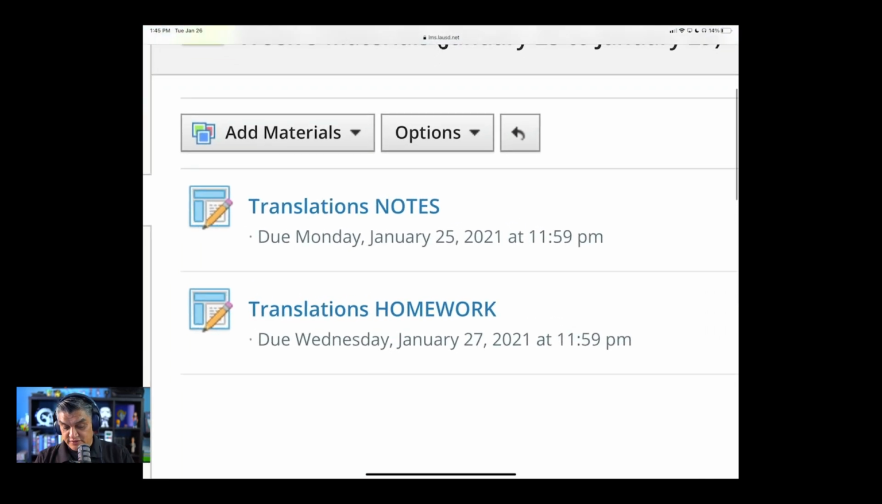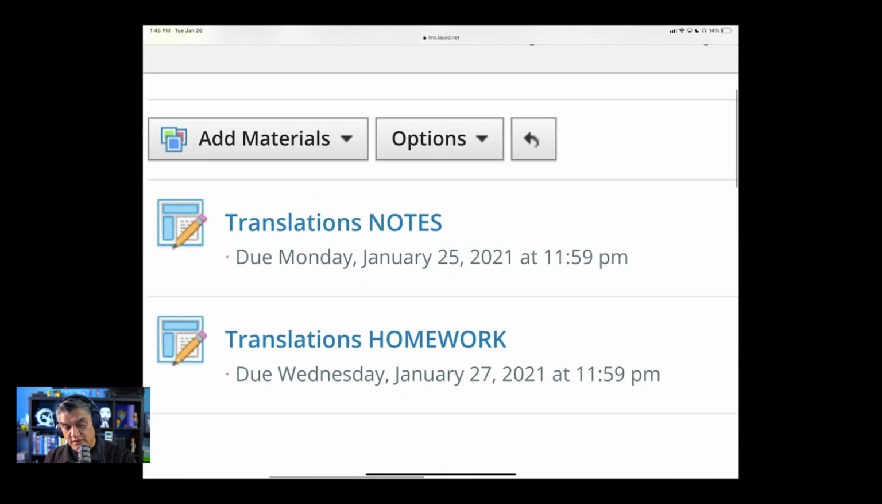Here's what I have. So now I have notes separated from your homework, okay? Because some of you asked that. You're like, Mister, you gave us a packet, and the packet had everything, and it was hard to find stuff, and then how do I turn it in? All that stuff. So I separated them. Okay. Your notes. So right here, translations, notes. That's just the notes.